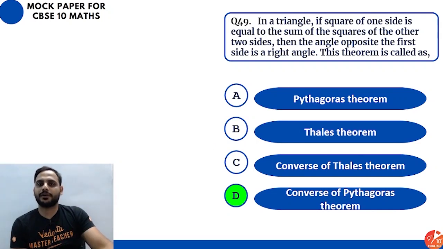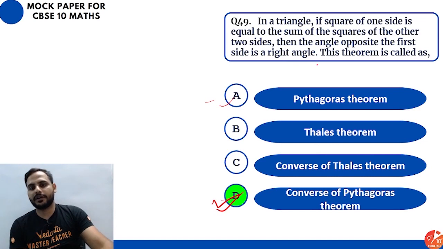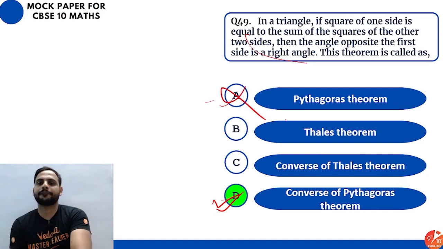This is a silly mistake question. Many students will make this wrong. They'll not read the whole question carefully and as soon as they'll see square of one side is equal to another, they'll mark A. Please read carefully. Converse of Pythagoras theorem is also given. D will be your correct answer, not A.